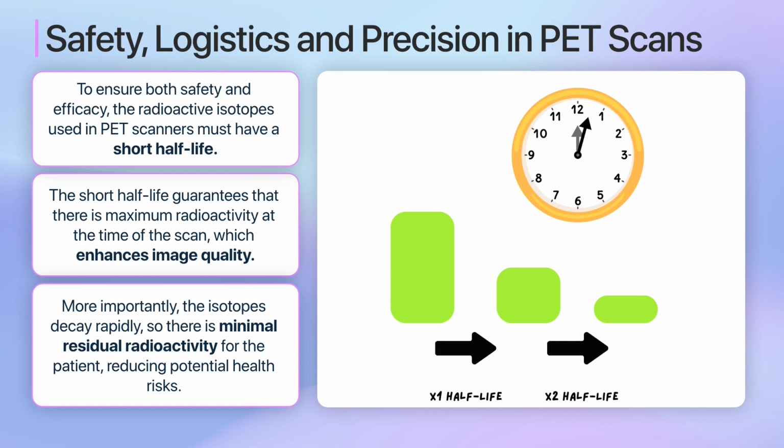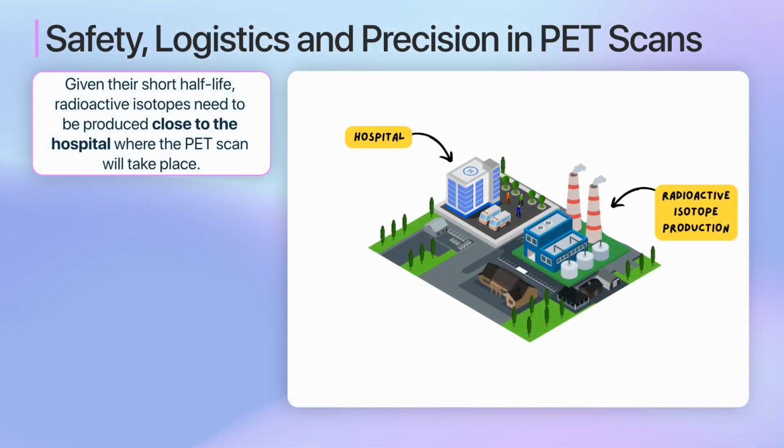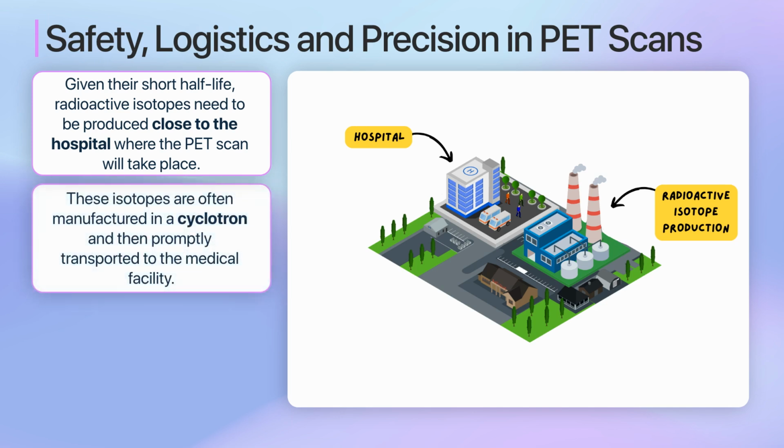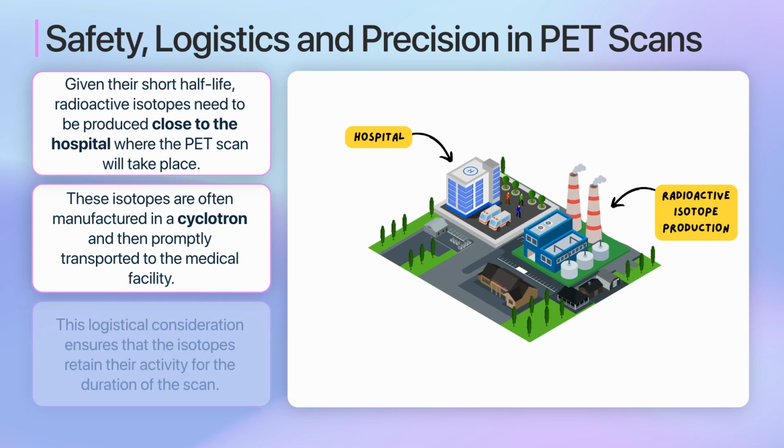Given their short half-life, radioactive isotopes need to be produced close to the hospital where the PET scan will take place. These isotopes are often manufactured in a cyclotron and then promptly transported to the medical facility. This logistical consideration ensures that the isotopes retain their activity for the duration of the scan.